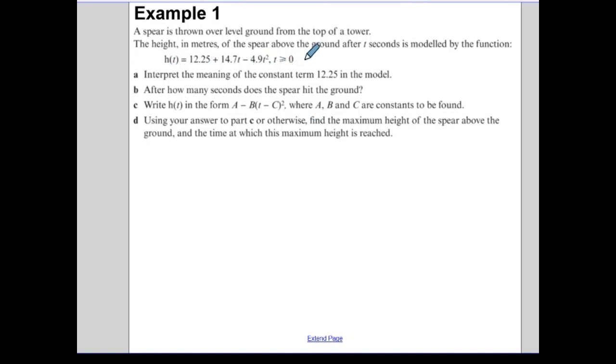This function represents the height of the sphere after t seconds have passed. So t is greater than or equal to 0. 0 is when the sphere is thrown, and t is the time after that.